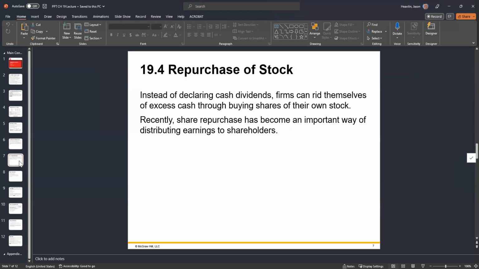Repurchase of stock. Instead of declaring cash dividends, firms can rid themselves of excess cash through buying shares of their own stock. As mentioned earlier, they can just buy back the stock, but because the value of the firm doesn't change, the fact that there are less shares outstanding means that the price of the stocks that are left out there will go up to match the market capitalization.